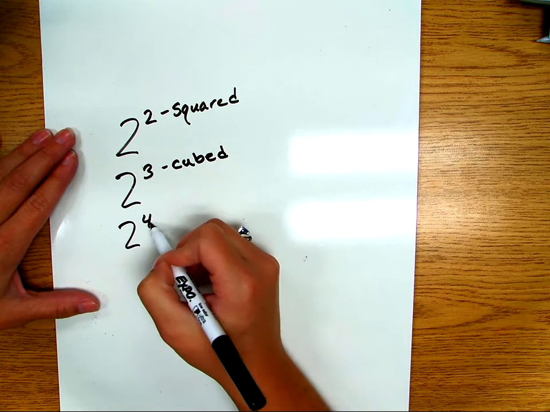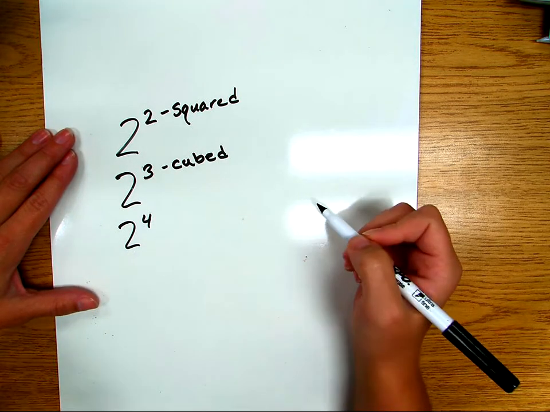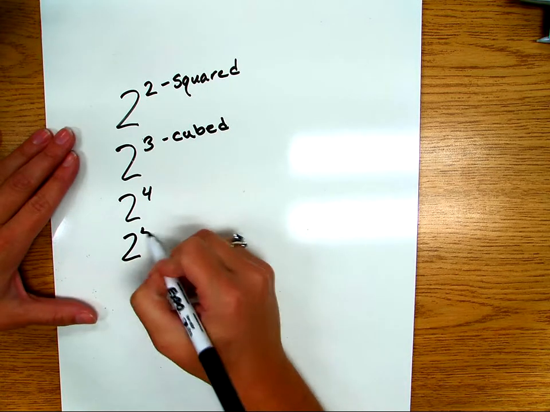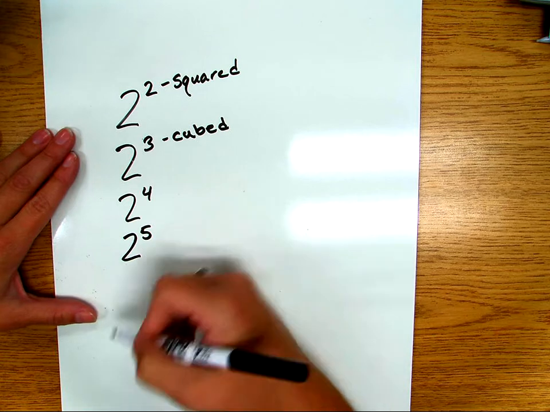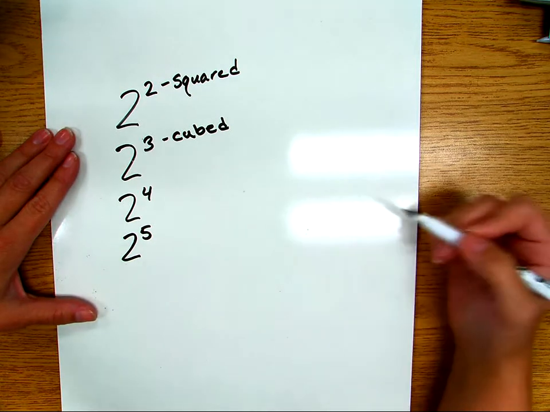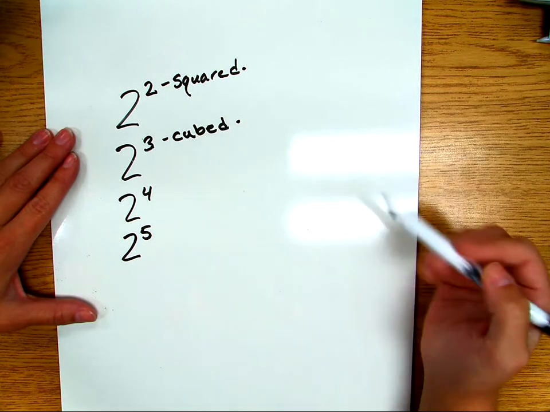Now we have 2 to the fourth, or 2 to the fourth power. We do not have a shortened version for that. And after that, it just keeps going. 2 to the fifth, or 2 to the fifth power. 2 to the sixth, 2 to the sixth power, and on and on. Squared and cubed are shorthands for when you have a 2 and a 3 in that top right corner.